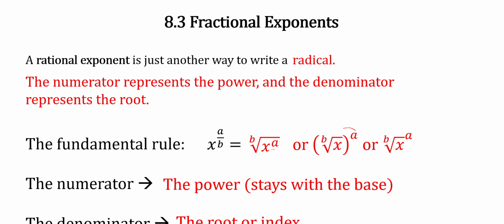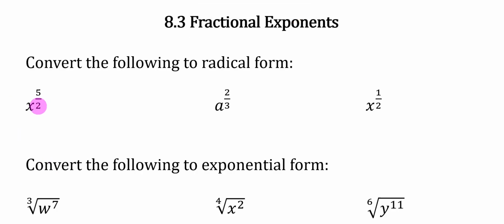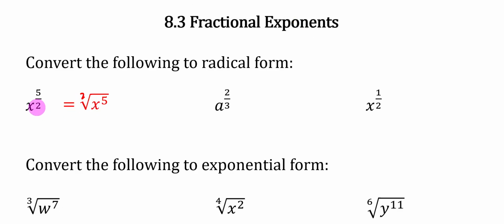Okay, let's take a look at a few. So you're going to take the square root of x to the fifth. That's what this boils down to. Now remember, we just don't write the 2 there, but that's what's happening. This becomes the root, this becomes the power. So you try this one and try these two real quick. Pause here, work them out, and then come back and check your answers.